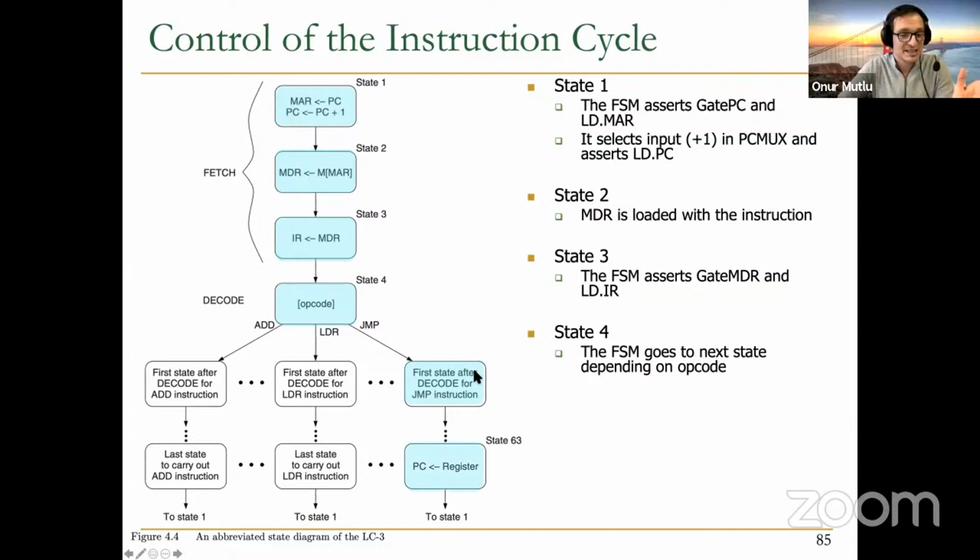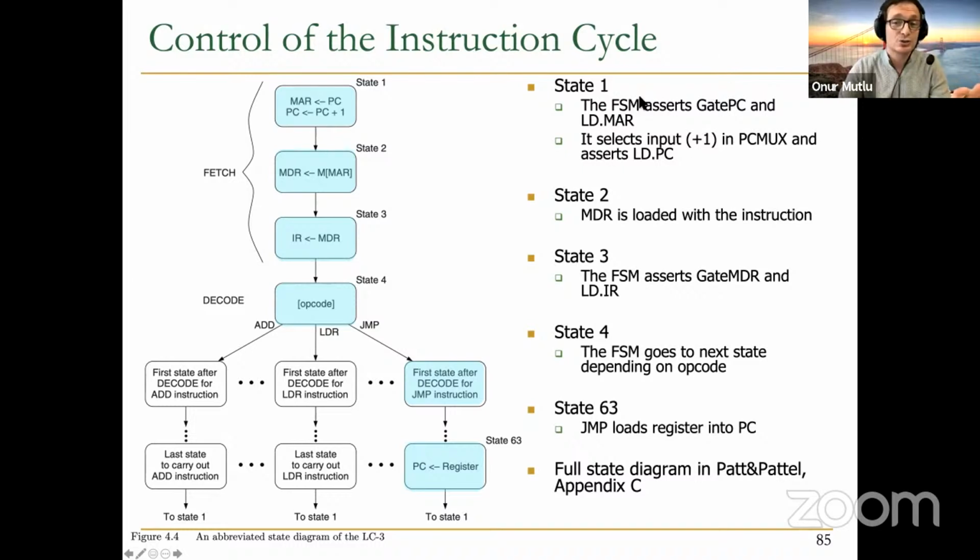Let's take a look at how a jump is executed. In some state, jump loads the register into the PC. As I showed you in the data path, there's a path from the register file into the PC, and that's what's happening over here. In each state, you assert the right control signals. Here you assert the right control signal so that PC goes into MAR and PC gets incremented. Here you assert the right control signals to do this, and here as well. So it's a beautiful way of controlling the transition between the states and what each state is supposed to do. We're going to cover this in full next week.